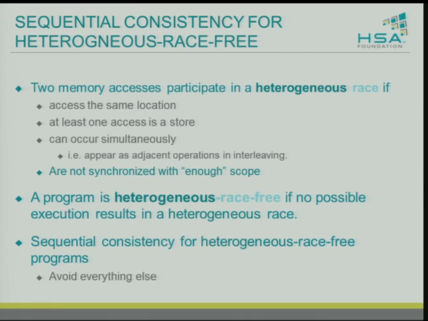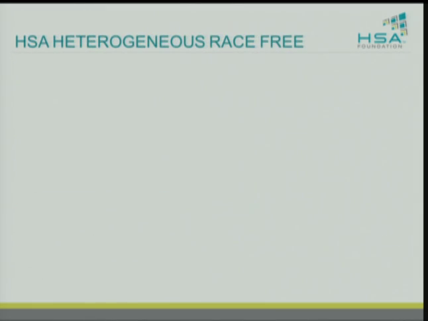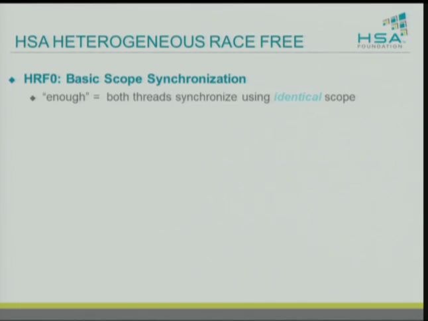So a program is heterogeneous-race-free if no possible execution results in a heterogeneous race. I just defined what a heterogeneous race is, so clearly you have to synchronize with enough scope. Sequential consistency for heterogeneous-race-free programs is what you need to guarantee, and we'll avoid anything else, because otherwise you're going to get bad behavior. So what do I mean by enough? Well, simply both threads synchronize using identical scope.